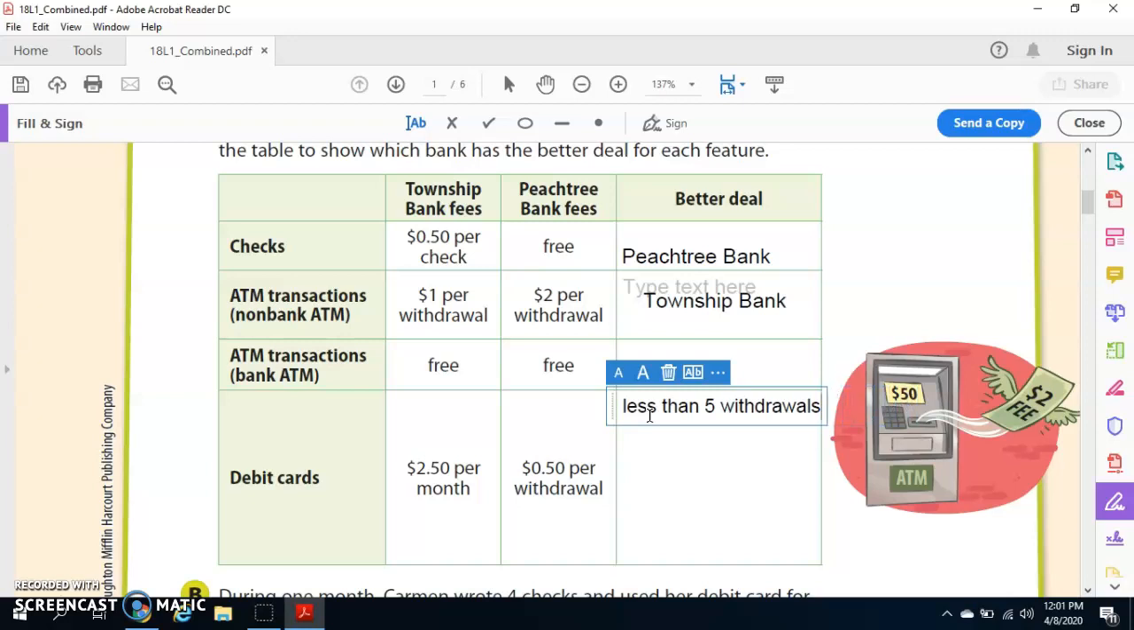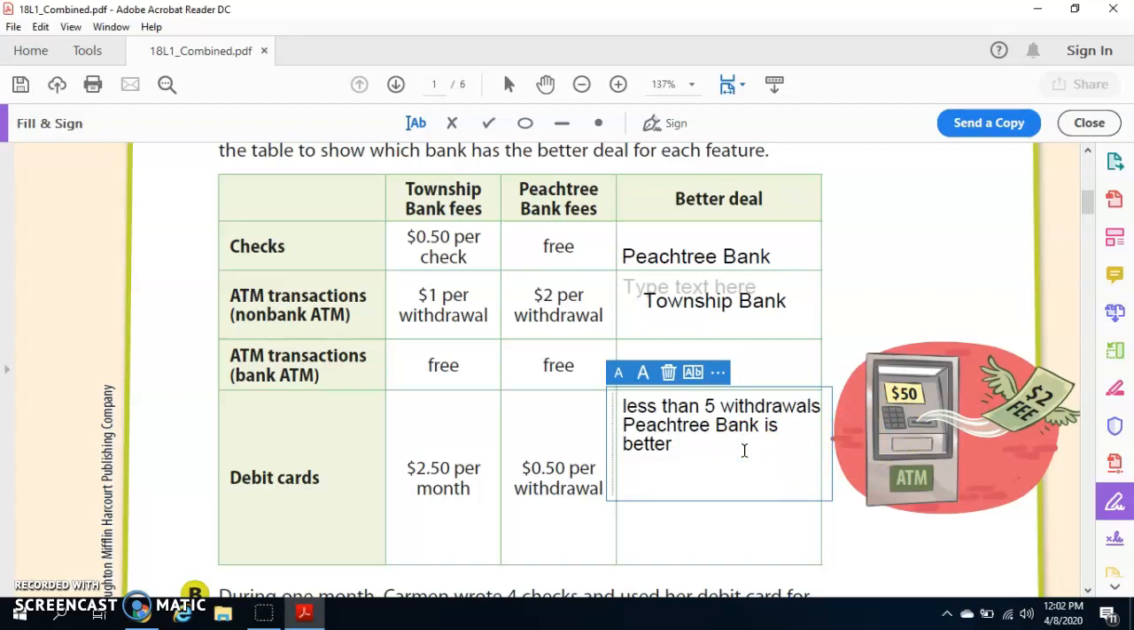Oops, I need to capitalize it. It's the name of a bank. Let me see. There we go. And because that is kind of outside there, I'm going to do that. It makes it just a little bit easier.